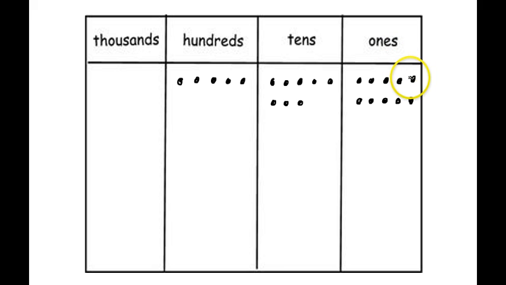Well, if we have 10 or more discs in any particular column, we can compose those discs and exchange them for a greater place value. So I'm going to take these 10 ones and I'm going to compose them into one group of 10 and move them to my tens column. So those are gone. I'm still at the number 590 because I have 5 hundreds and 9 tens.